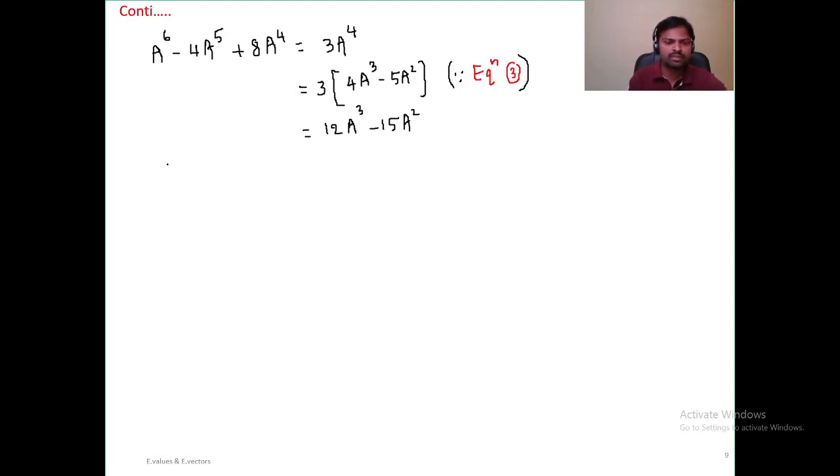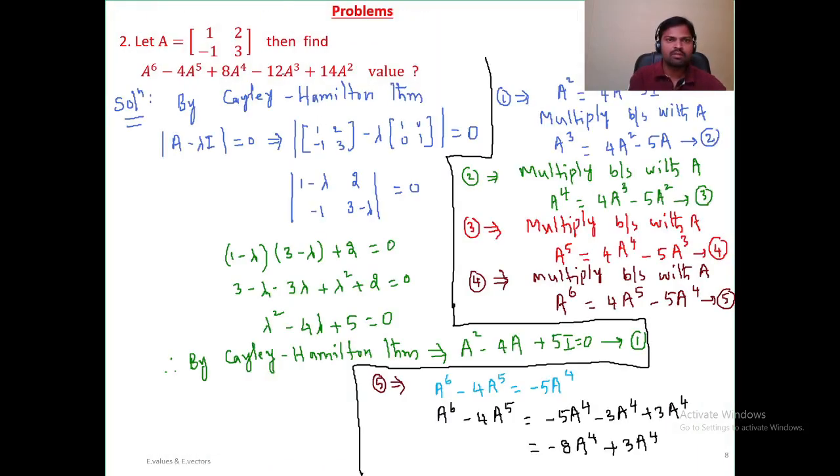So a power 6 minus 4a power 5 plus 8a power 4 minus 12a cube. Okay, fine. Up to this I got, and which is minus 15a square. What else do I want on the left hand side? Look at the question now. Go back to the question. Minus 12a cube is over.